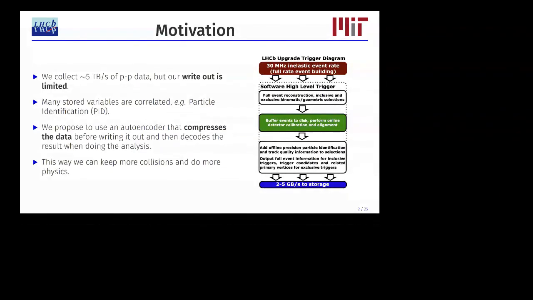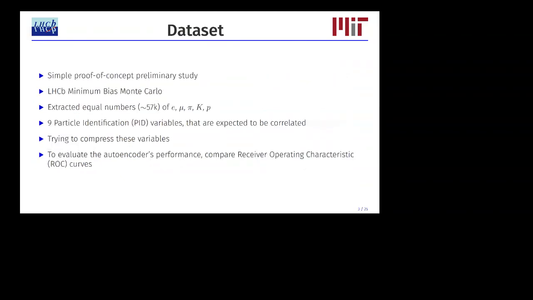The motivation is the classic one. We collect a lot of data, but our write-out is limited. And we know that many of our stored variables are very correlated. So we propose to use a vanilla autoencoder, rather than a variational or anything else, that compresses the data before writing it out and then decodes the result when doing the analysis. That way we can do more physics.